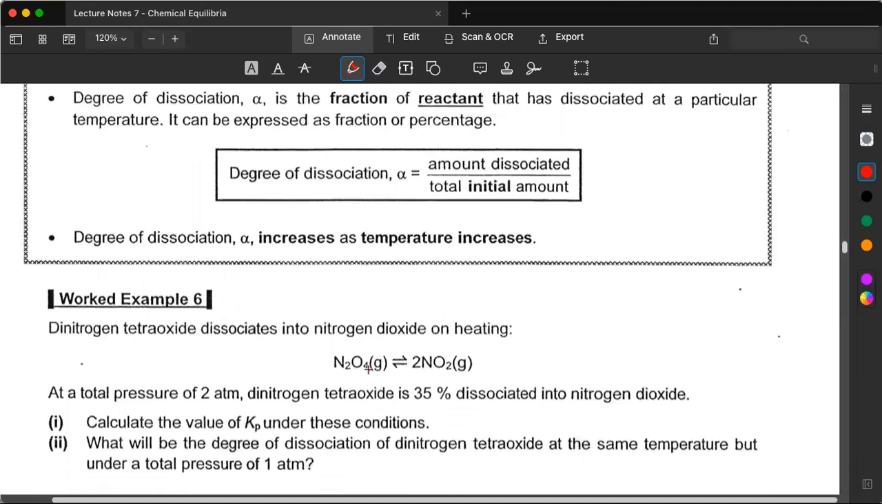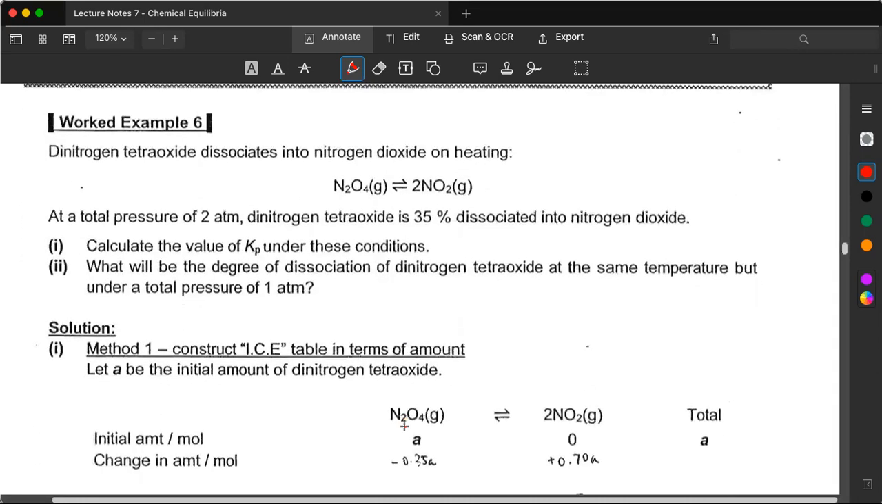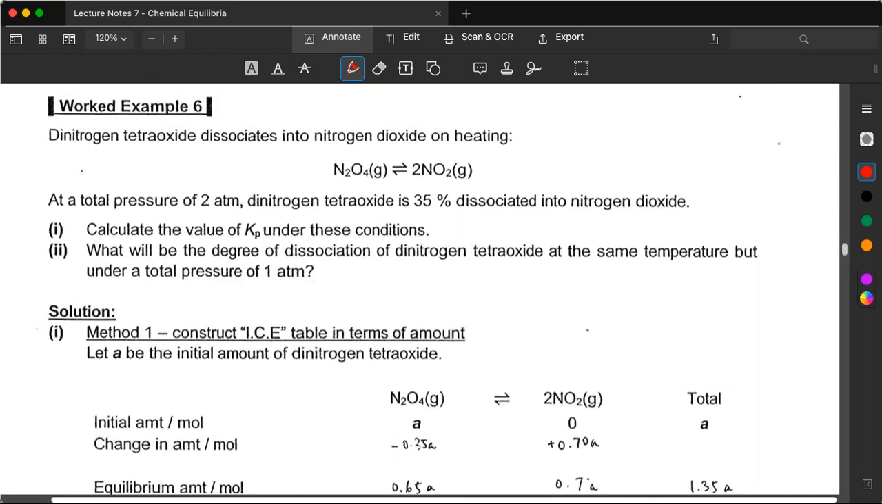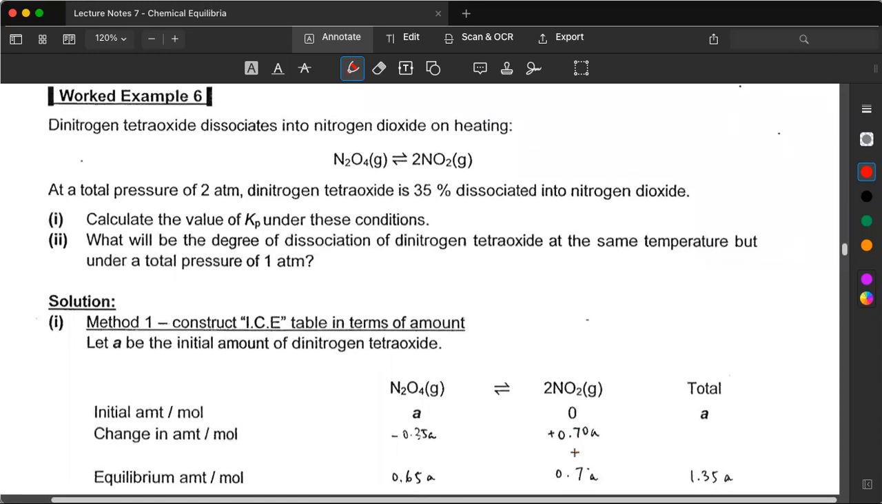So let's look at this example. You have N2O4 becoming NO2. The total pressure is 2 atm. It is 35% dissociated to NO2. Calculate Kp. So ICE again, always ICE. Initial: this time the unknown is A, the initial amount. I don't know how much. NO2 is 0, N2O4 is total A. Change in amount, because they said 35%, minus 0.35. This one times 2, 0.70.